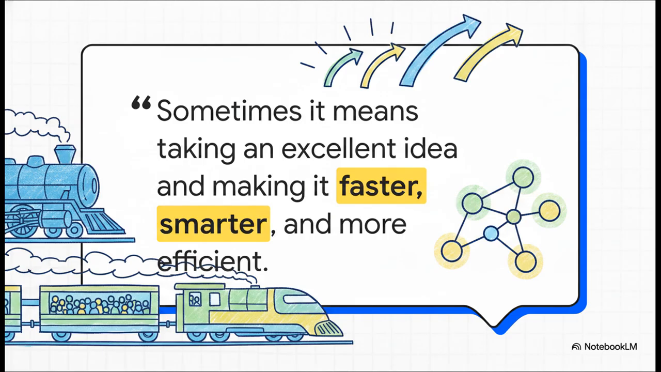Think of it like this. You've got a high-speed train that works perfectly. But suddenly, instead of thousands of passengers, you've got millions. You don't need a totally new invention, right? You just need a lighter, higher capacity train that won't lose that incredible speed.